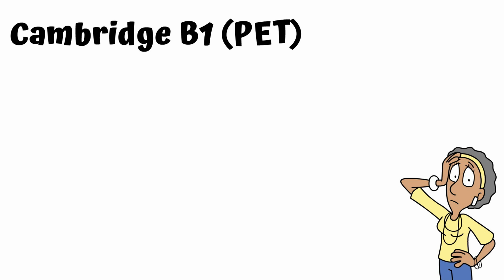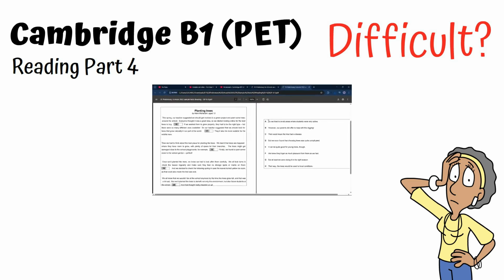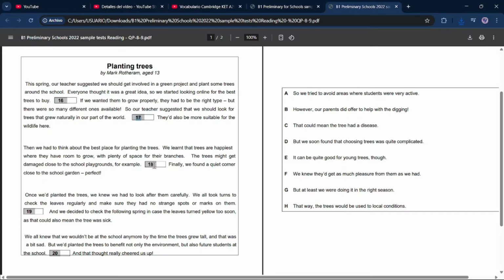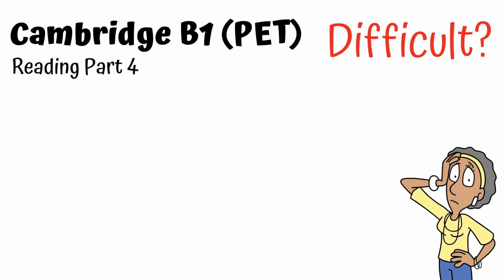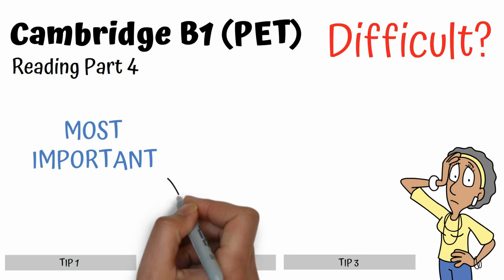Do you or your students think that reading Part 4 from the Cambridge B1 PET exam is difficult? Well, I agree. During this part of the exam, students have to complete a text with missing sentences. But this can sometimes be confusing. In this video, I'm going to give you 3 tips to help you or your students with this part of the exam. The most important tip is tip number 2.